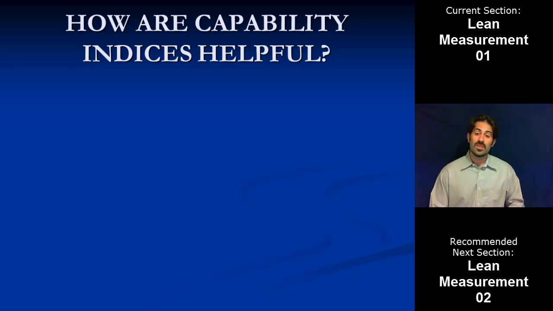Do we need to just completely blow up the process and start over to make it better? Do we just need to shift it a little bit? Do we need to focus on tightening up the variation? Where are our efforts, our time, and our money going to be best served to get the results that we want? That's the value of calculating this.